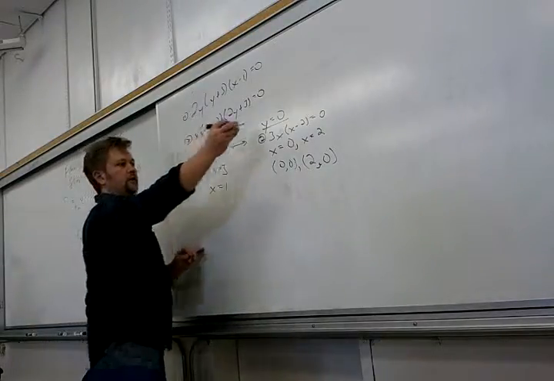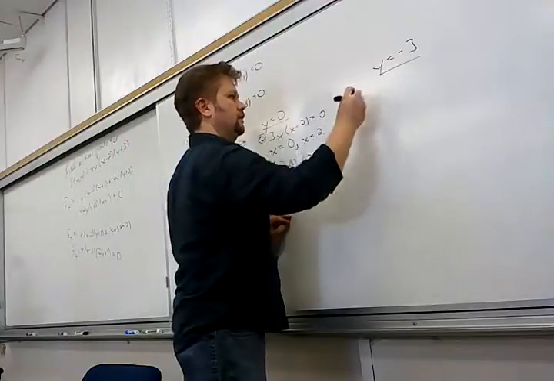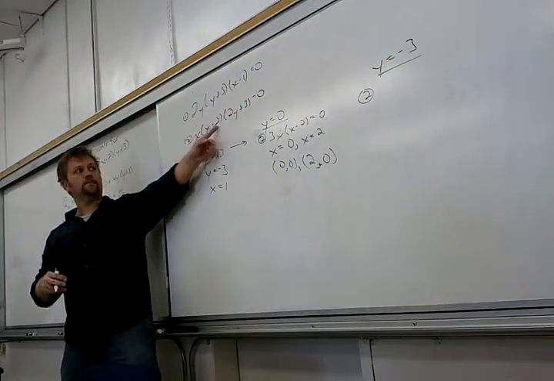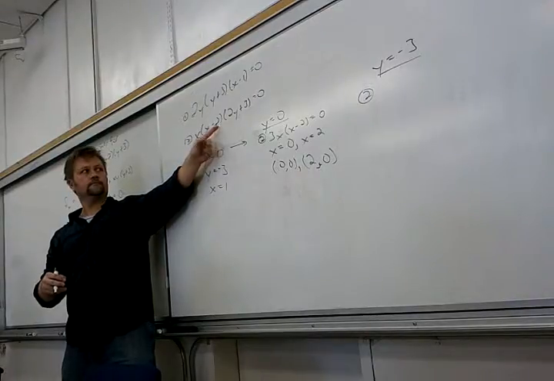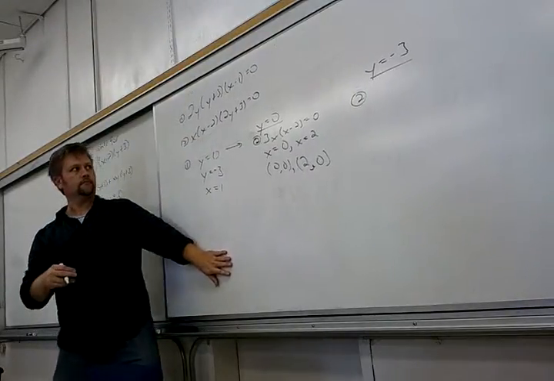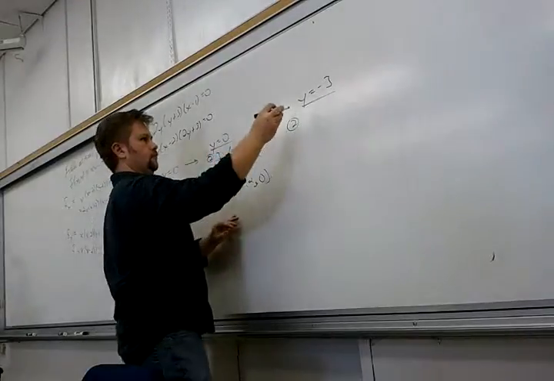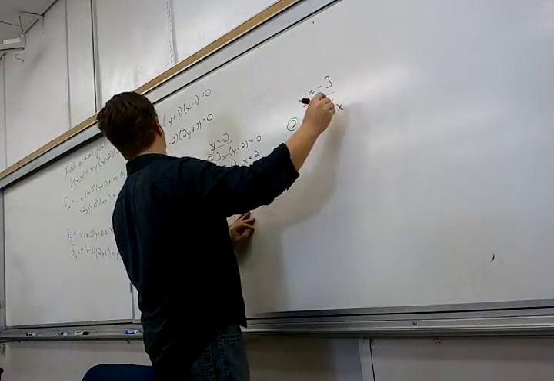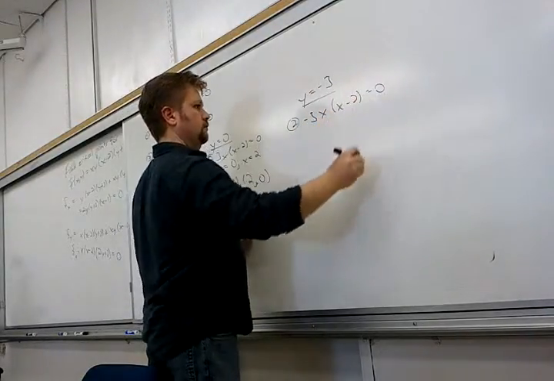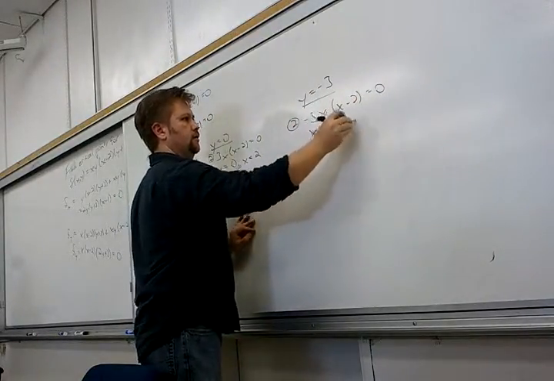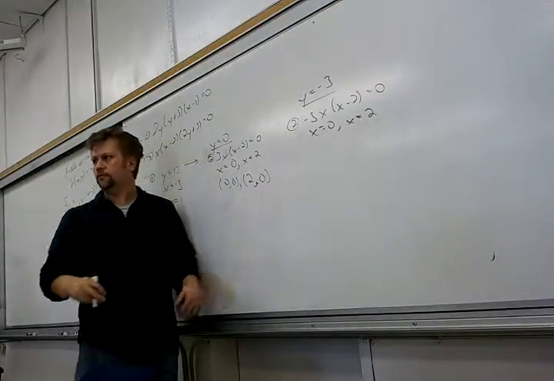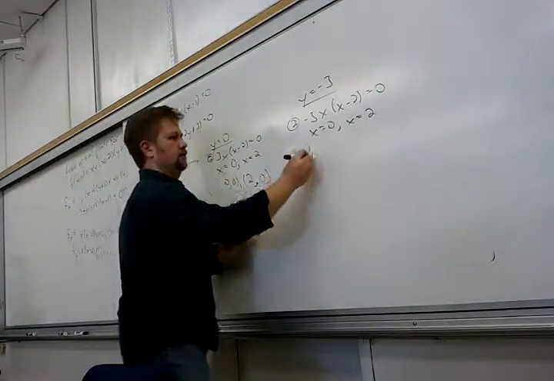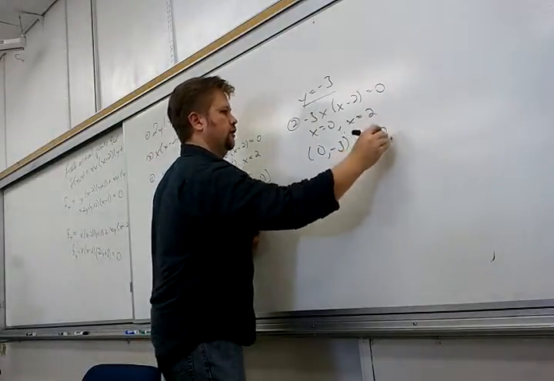So now I want to do y equals negative 3. What does the second equation become? Negative 3x times x minus 2, the same thing, right? So you get x equals 0, x equals 2. So what 2 points do you get from that? (0, negative 3). Good, so you get (0, negative 3) and (2, negative 3).